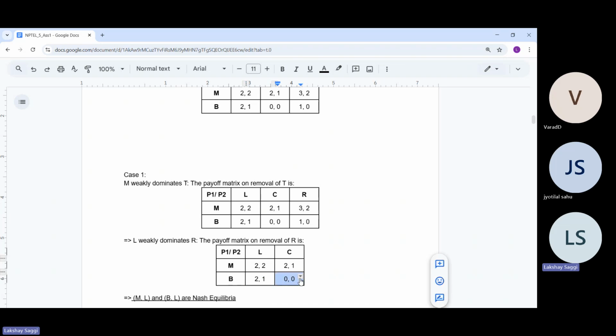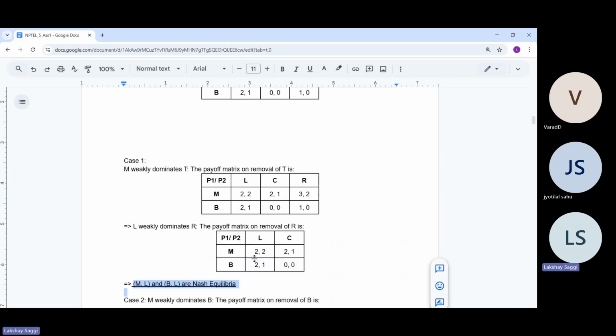Now let's check the last entry, B comma C, to see if any player has an incentive to switch. Here both the row player and the column player are getting a payoff of 0. If the row player switches, the payoff increases to 2, and if the column player switches, the payoff increases from 0 to 1. So both players have an incentive to switch, and this is also not a Nash equilibrium. So M comma C and B comma C are not Nash equilibria, and ML and BL are Nash equilibria.